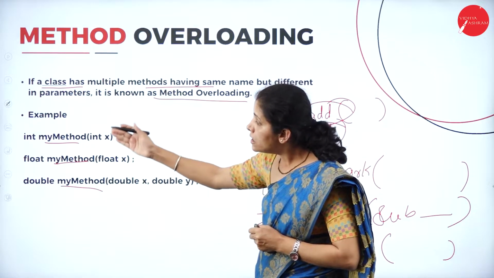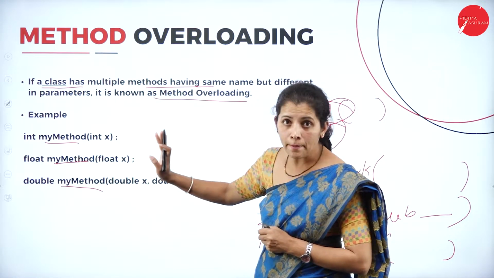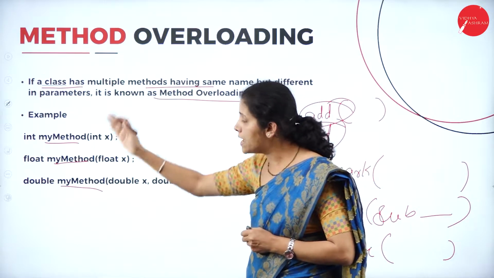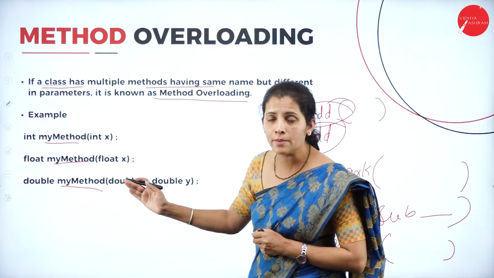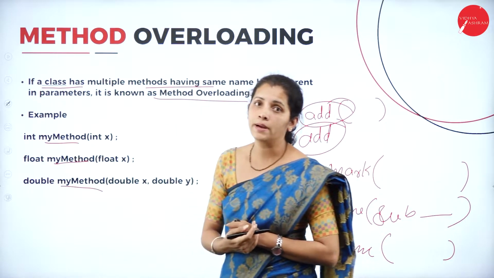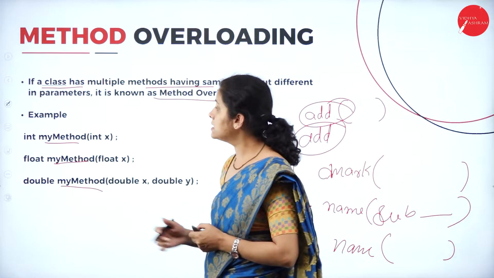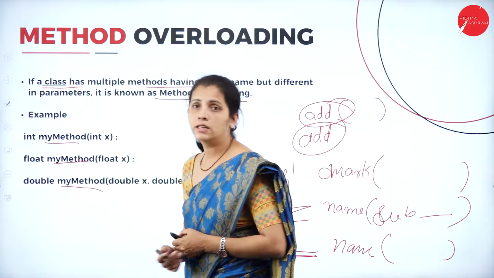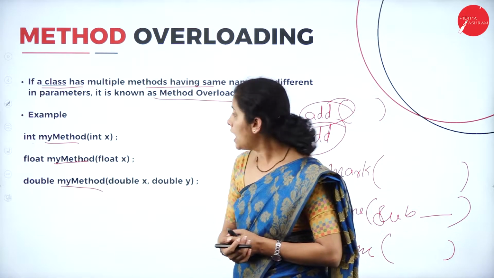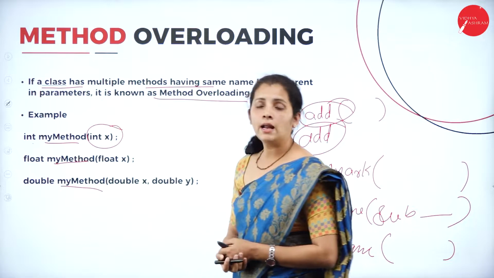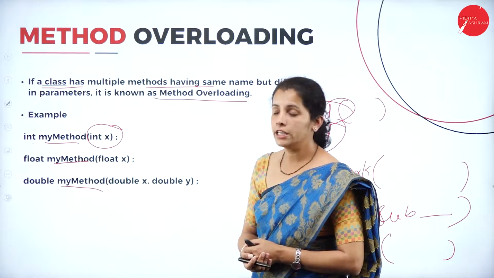Now here I'm having three myMethod. Three same functions, but what's the difference? That is with respect to return type as well as parameter. If I consider the first method, what is the return type? It is integer. And what's the parameter? Once again it is integer.